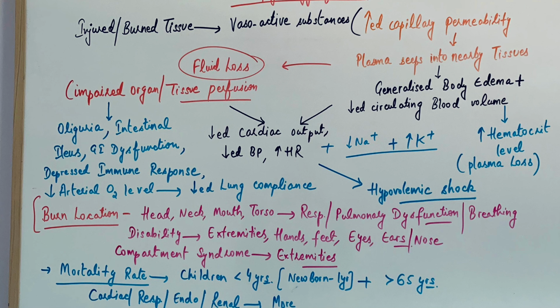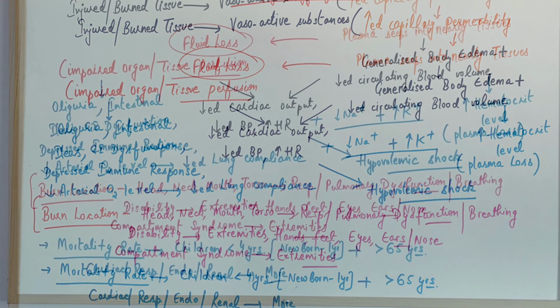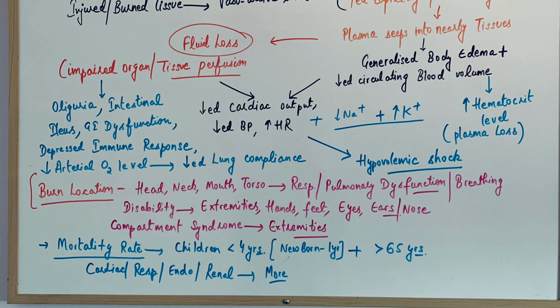Moreover, the burn can have effects on the eyes of the patient. Or the ears are affected or the nose is affected. So all these locations can lead to some disabilities for the rest of life. And moreover, if the burn is on the extremities like the legs or the arms, that can also lead to compartment syndrome. We will discuss compartment syndrome in another video. This is very common if the burn is on the extremities.